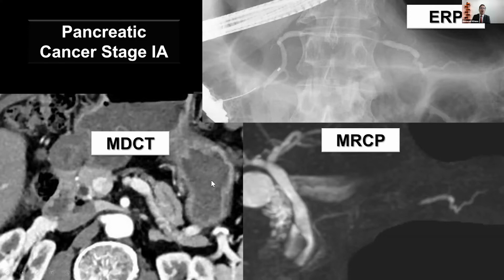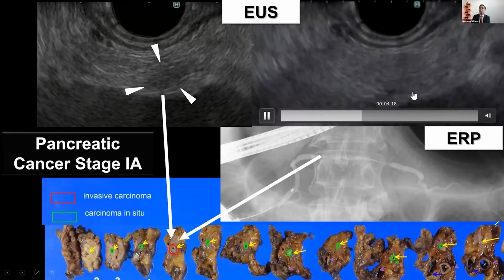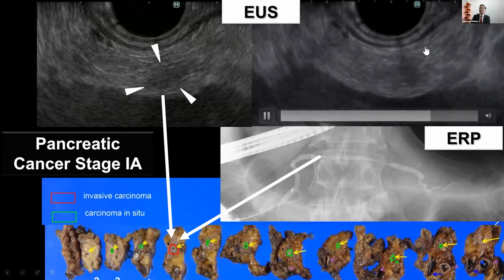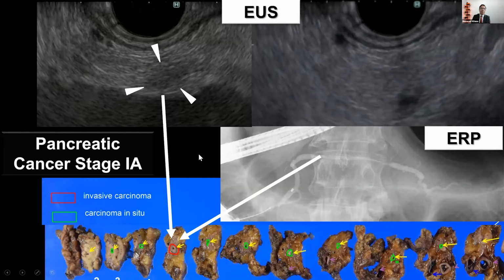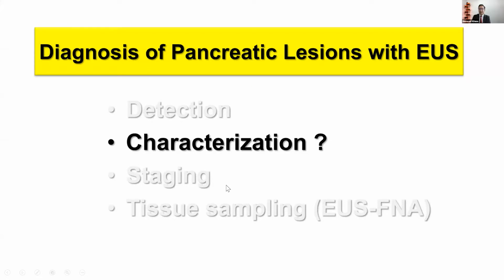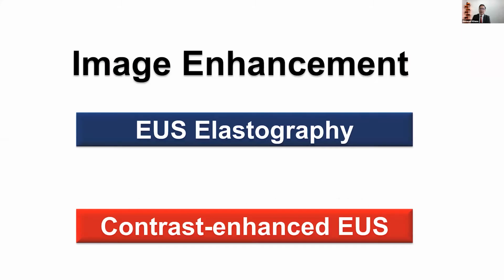This is a typical image of pancreatic cancer at stage 1A. MDCT and MRI show narrowing of the pancreatic duct. However, they fail to depict a pancreatic mass. On the other hand, EUS depicted a low hypoechoic mass of 7 millimeters at the narrowing part. However, in such low echoic regions, it is sometimes difficult to characterize them using EUS only. Therefore, for characterizing these regions, image enhancement technologies, including elastography and contrast enhancement, play an important role.